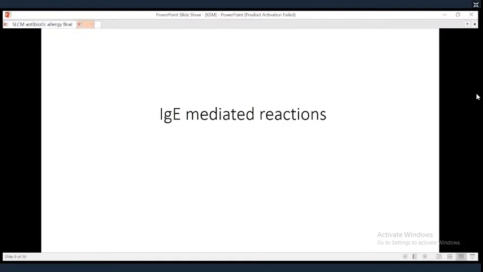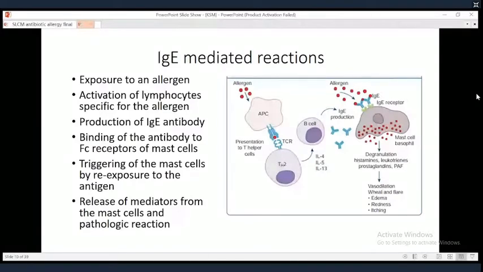So we'll concentrate on how these IgE-mediated reactions occur. Generally, in any IgE-mediated reaction, you need to be exposed to the allergen first. What happens when you get exposed is that there is activation of lymphocytes that are specific for that particular allergen. So it's a very specific thing. And this will lead to production of IgE antibodies. These IgE antibodies will go and sit on mast cells. Mast cells have Fc receptors that have a high affinity for IgE antibodies. So whatever IgE antibodies are produced will be bound to these receptors on mast cells and maybe basophils as well.